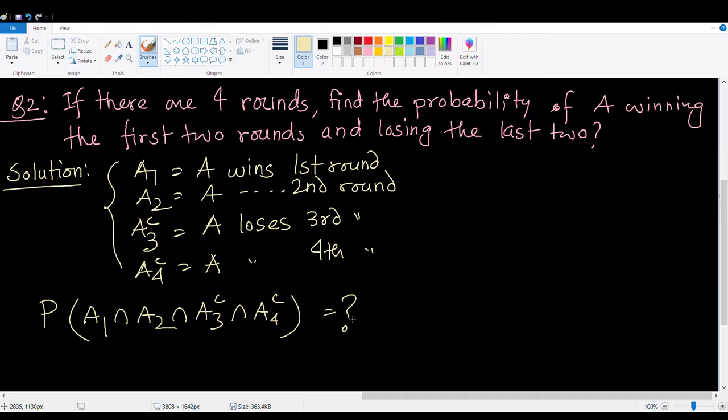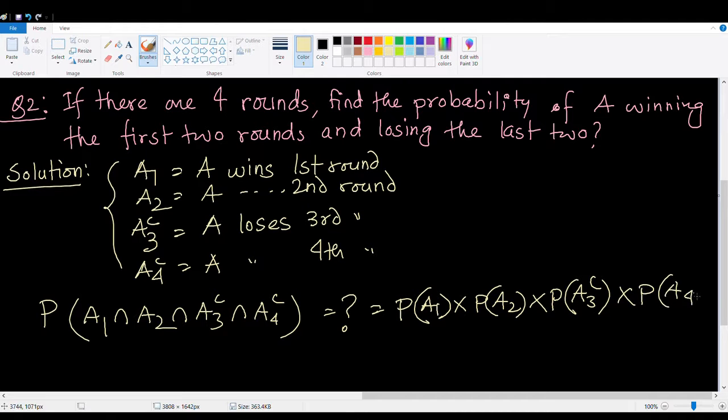Now, the result of the first round is in no way dependent on the result of the second. So all of these events are pairwise independent, just like the previous example. So we can replace the probability by the right hand side of our formula, P of A2 times P of A3C times P of A4C.